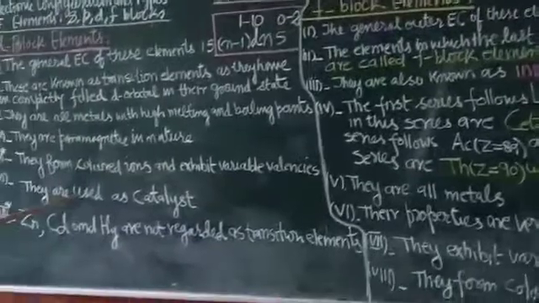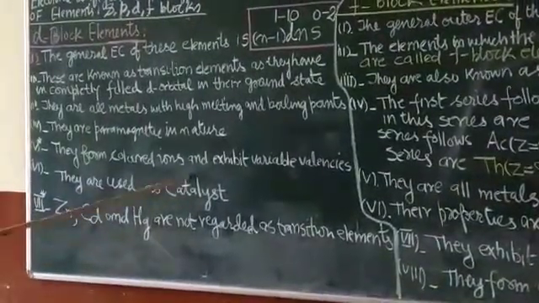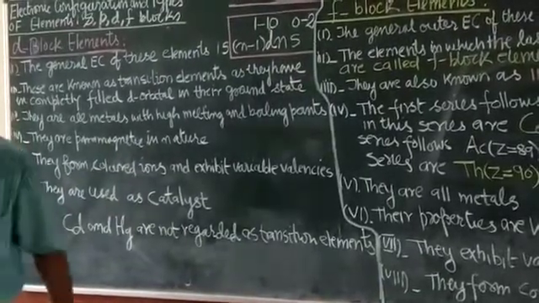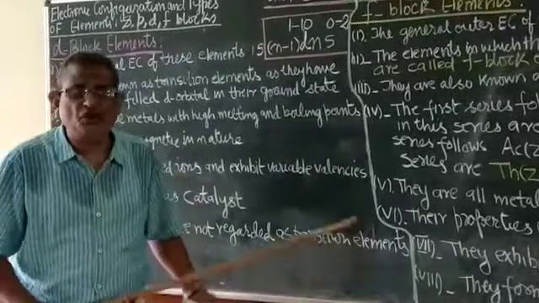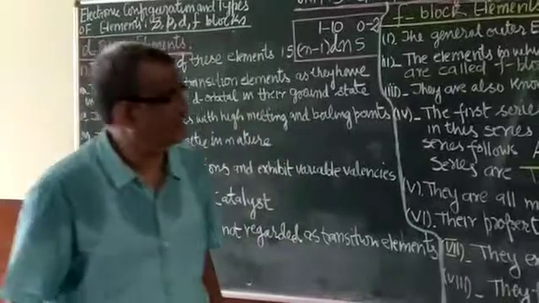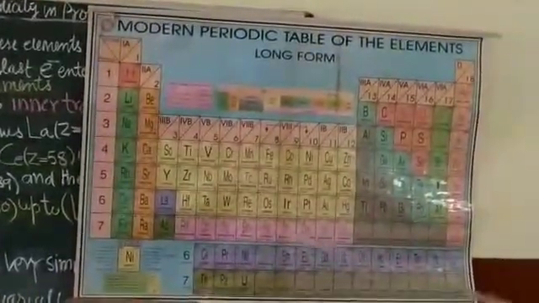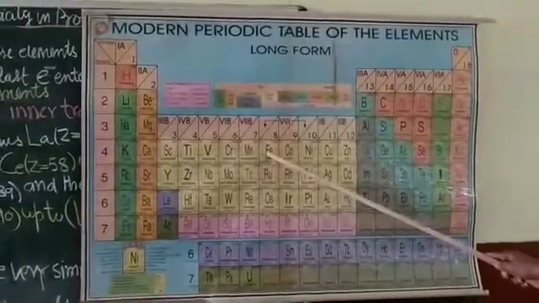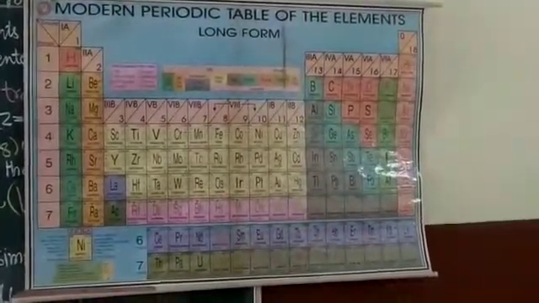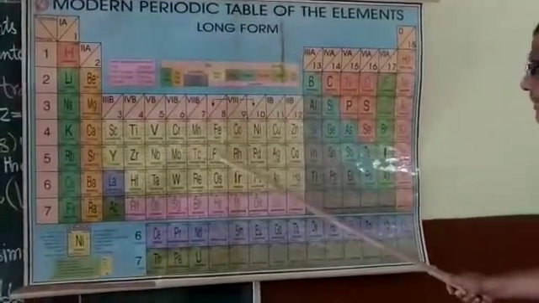Coming to the next property, they are used as catalysts. Very, very important. In the industry, they are used as catalysts for the preparation of various types of chemicals. For example, here, what are the catalysts? You see, iron is used as a catalyst, nickel is used as a catalyst, copper is used as a catalyst. Others are also very important and they are used as catalysts.